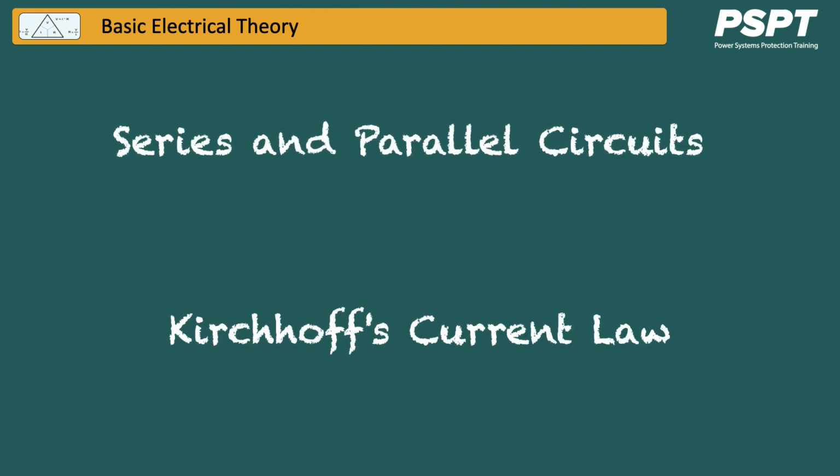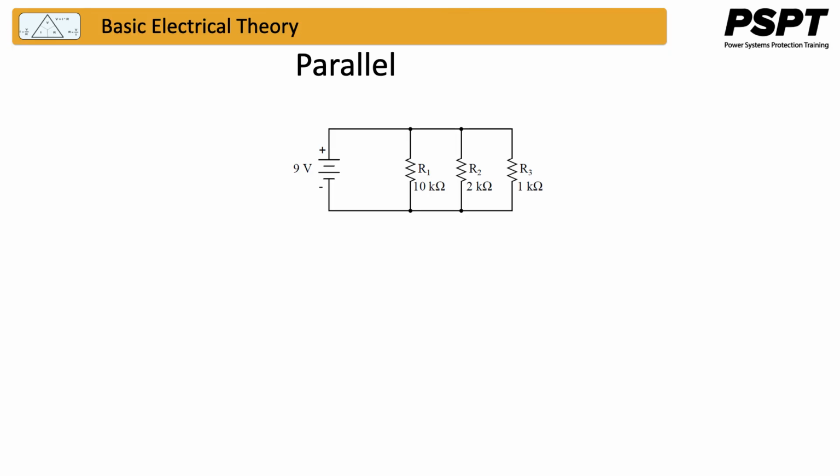Series and parallel circuits, Kirchhoff's current law. The first principle to understand about parallel circuits is that the voltage is equal across all components in the circuit. This is because there are only two sets of electrically common points in a parallel circuit, and the voltage measured between sets of common points must always be the same at any given time. Therefore, in this circuit, the voltage across R1 is equal to the voltage across R2, which is equal to the voltage across R3, and in this case, equal to the supply voltage or the battery.